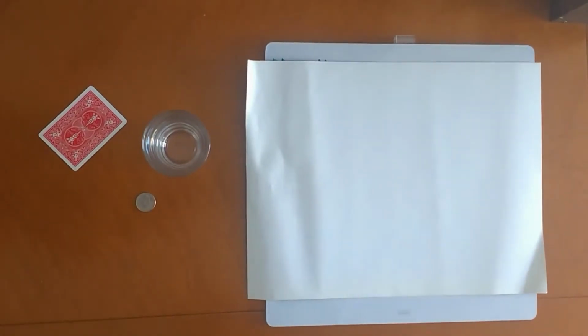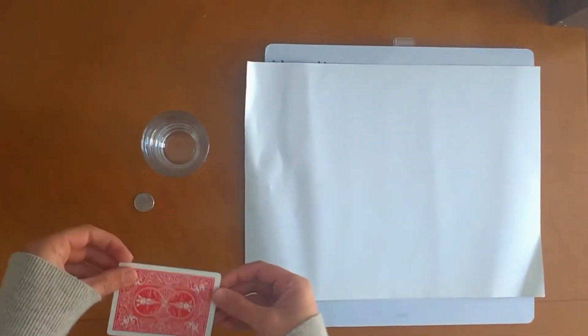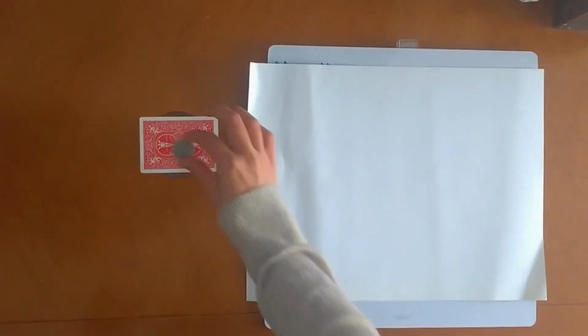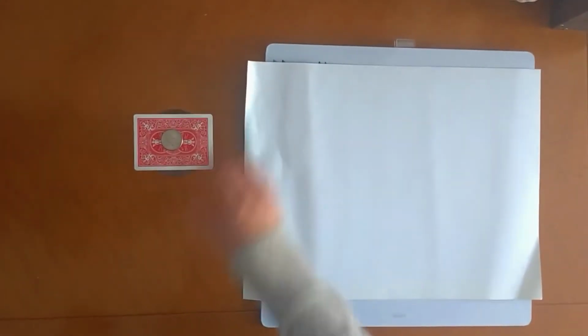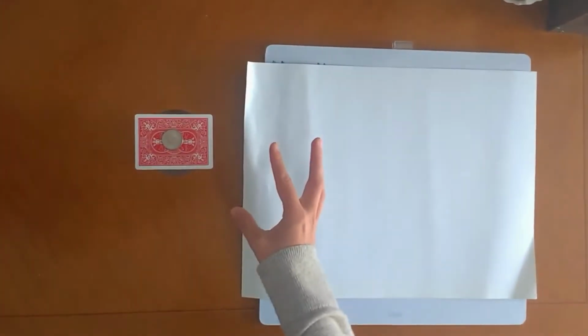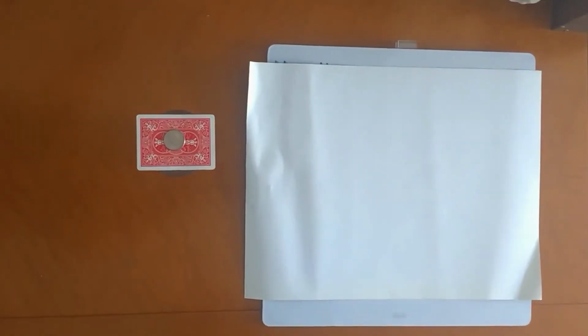What we're going to do for our procedure is first place the card over the opening of the cup. Then we're going to place the coin on top of the card, right over the mouth of the cup. When we begin our procedure, we're going to flick the card and see what happens to the coin.